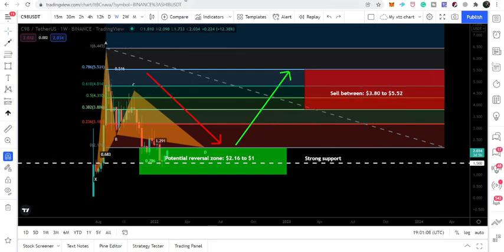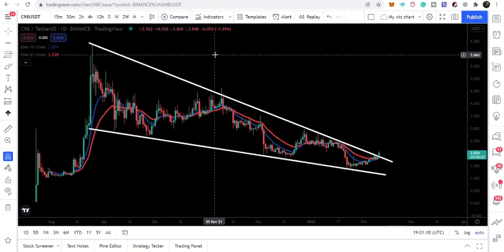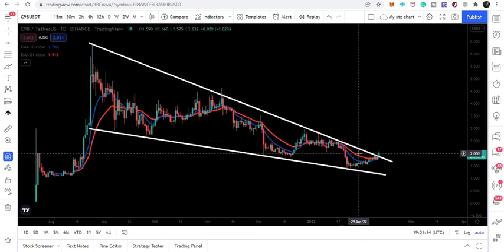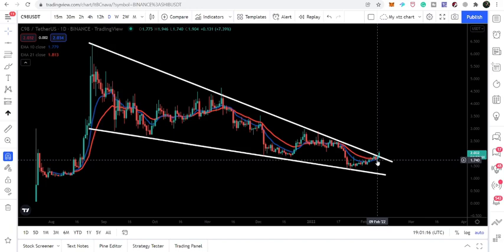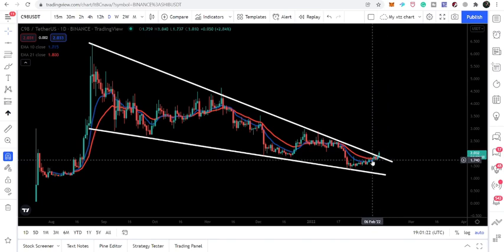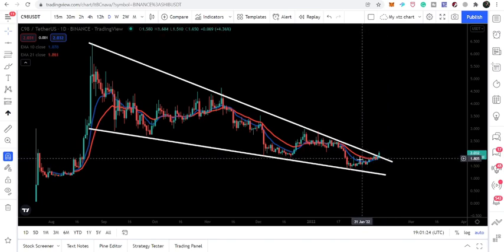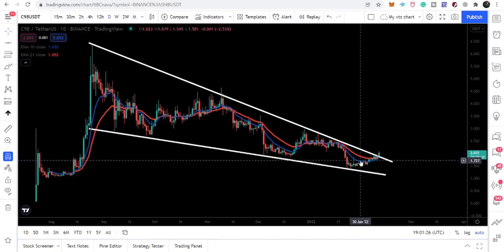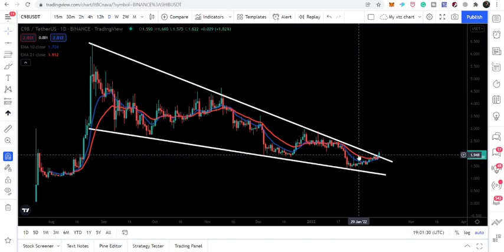Now let's take a look at this falling wedge pattern that has been formed on the daily time frame. And we can see that the price line has broken out the falling wedge pattern, not only the resistance of the falling wedge pattern, but also the exponential moving average 10 and 21 both together. This blue line is the exponential moving average 10, and this red line is EMA 21.